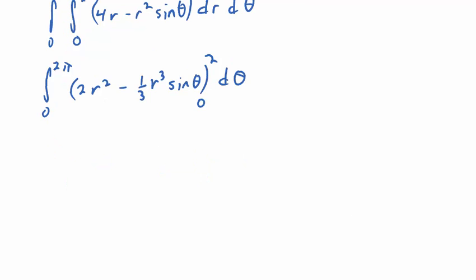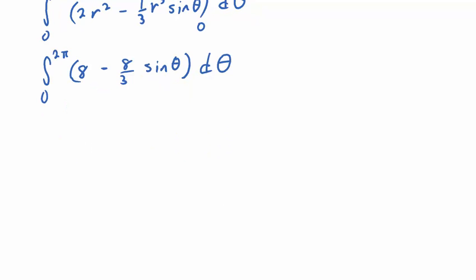Okay. So if we do that, if we plug in 2, we get 8 for the first term, and then minus 8/3 sine theta for the second term if we plug in the upper limit. If we plug in 0, everything's just going to zero out, isn't it? So we're left with the integral from 0 to 2 pi of 8 minus 8/3 sine theta, d theta.